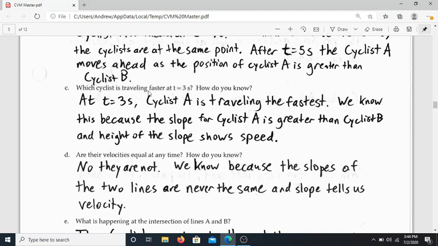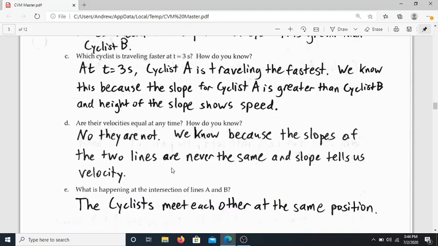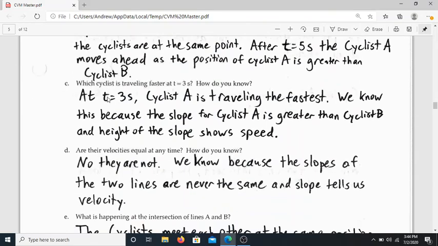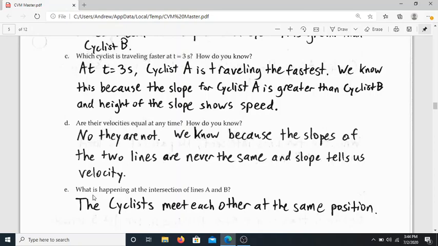Are their velocities equal at any time? They're not, because if they were equal, they'd have the same slope. And at no point in time do these two lines have the same slope. Now, it's interesting because at 5 seconds, something happens and they're kind of overlapping. How come that doesn't mean they have the same speed? Well, that answers part E.